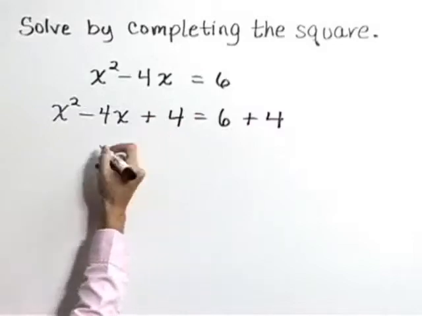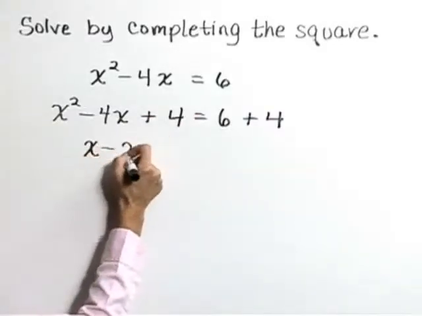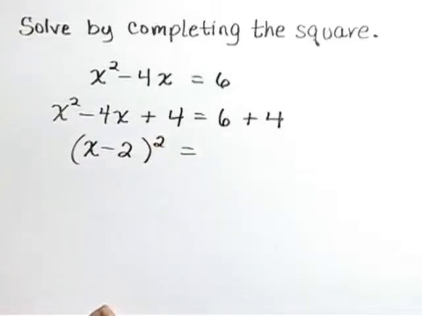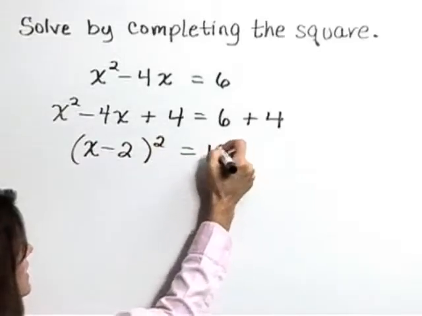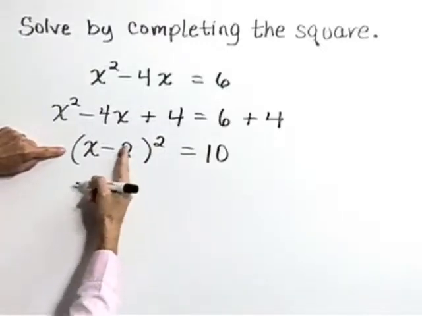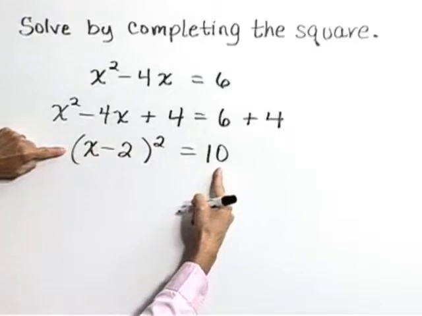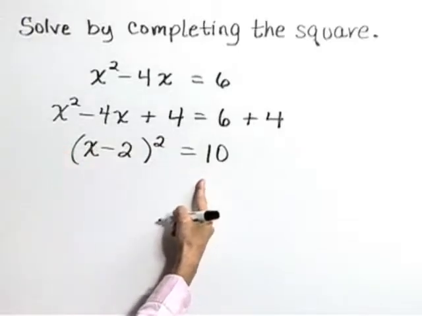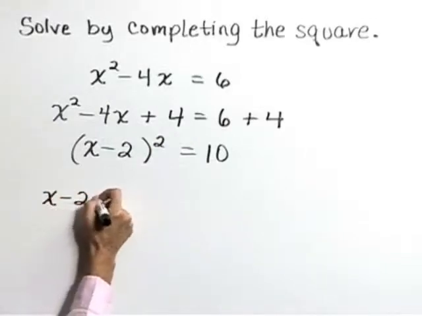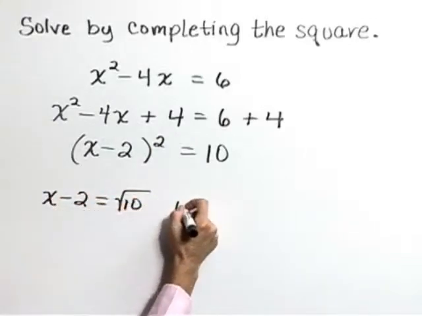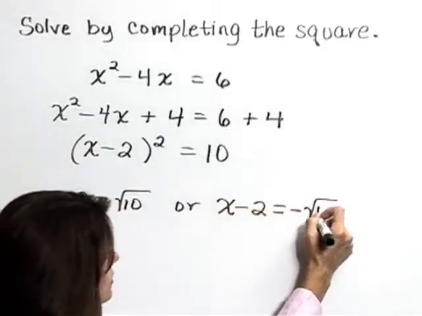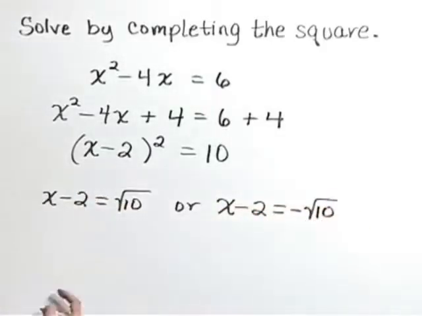Now this trinomial on the left is going to factor as x minus 2 times x minus 2, or x minus 2 quantity squared, and that's equal to 10. So at this point we've created a step that looks like something squared is equal to a number. Now we'll take the square root of both sides, considering both the positive and negative roots. So x minus 2 is equal to the square root of 10, or x minus 2 is equal to the negative root, the negative of the square root of 10.